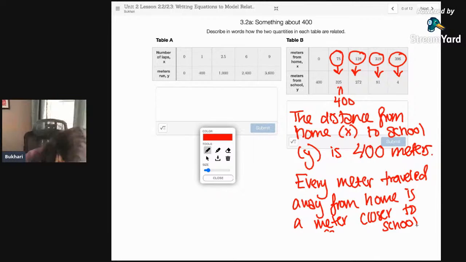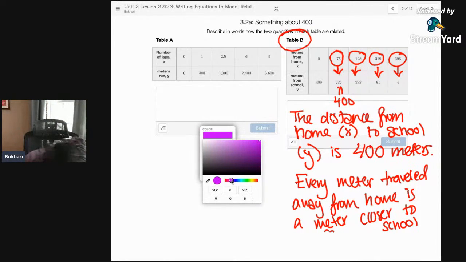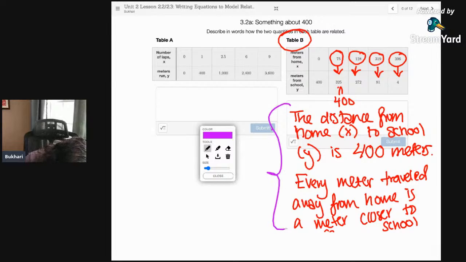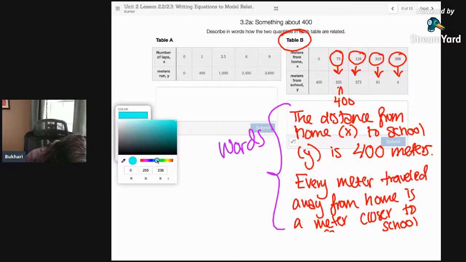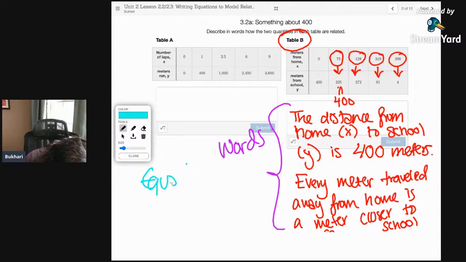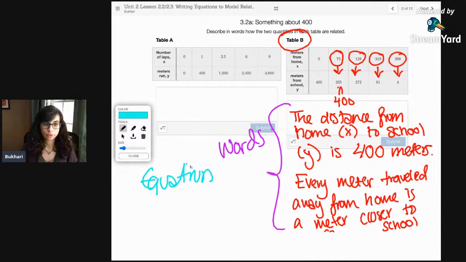This is a table. Then I have my description, this is in words, and using all of that to create my equation. I know that my distance from home plus my distance of school is 400 meters. Every meter traveled away from home is closer to school. So I'm literally just taking a step forward.